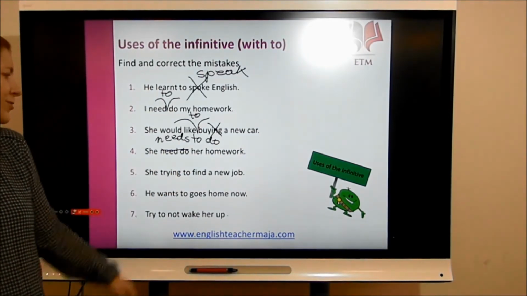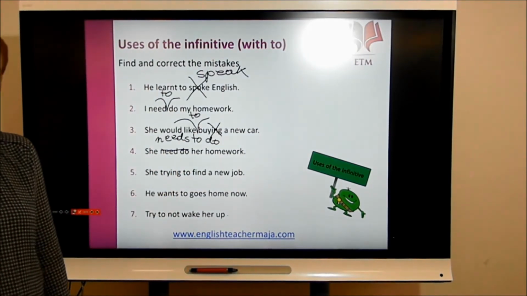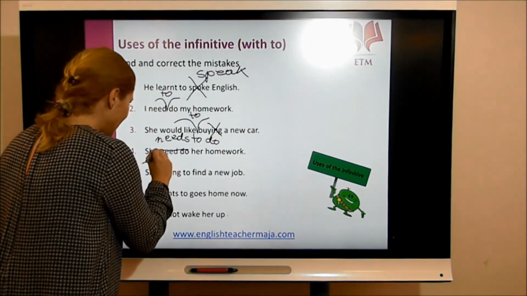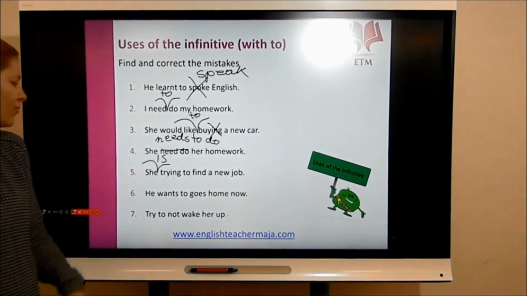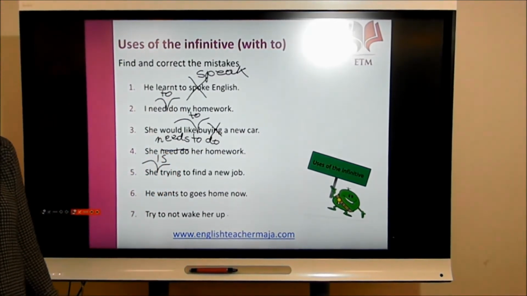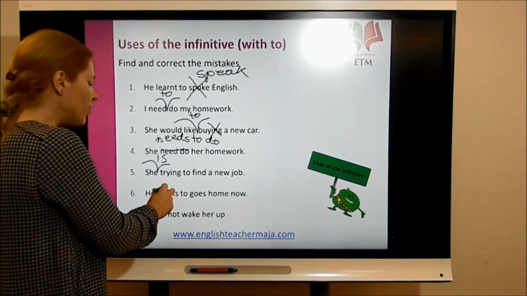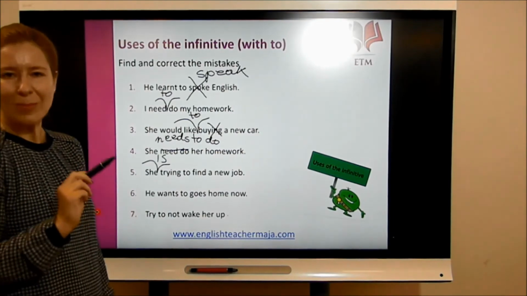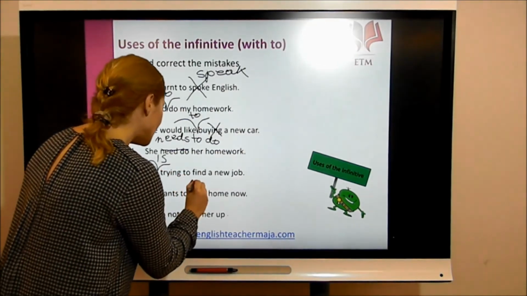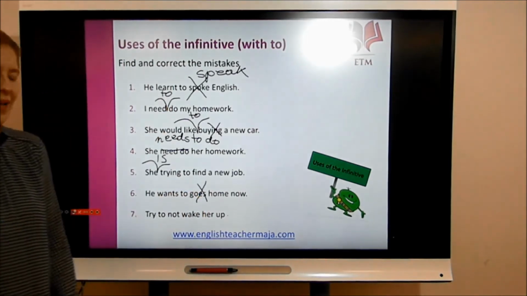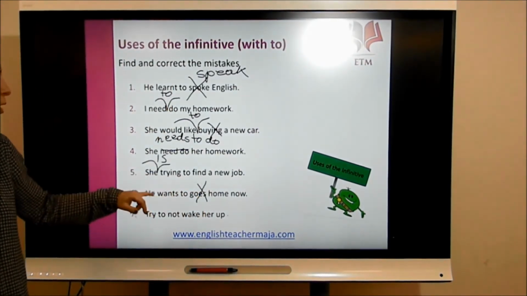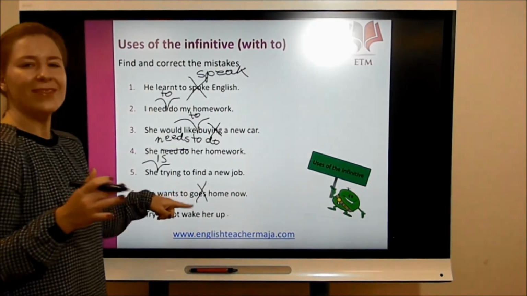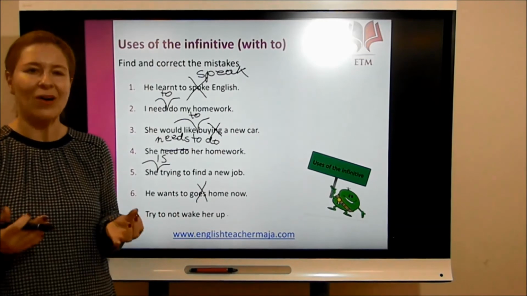She trying to find a new job. Trying is the first verb in the sentence, so we can use tenses. And this one is present continuous. So she's trying to find a new job. Number 6, he wants to go home now. After want, we need to use to plus infinitive, a very basic form of a verb. So he wants to go home now. No endings. He wants to go home now. Only the first verb can be used in different tenses, okay? But the second one is just a very basic form of a verb.